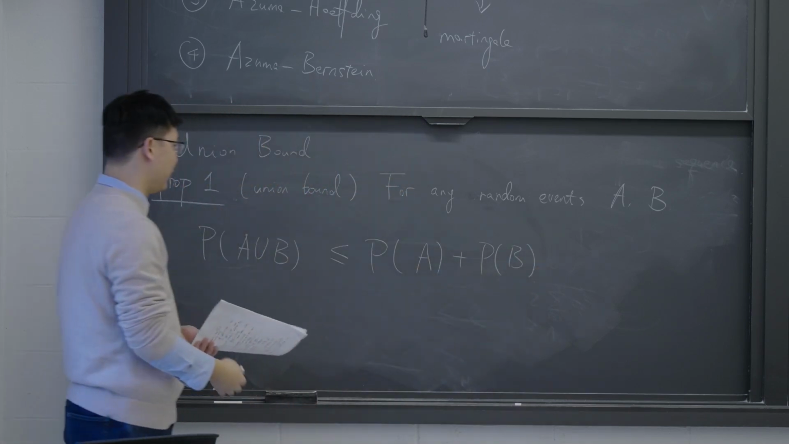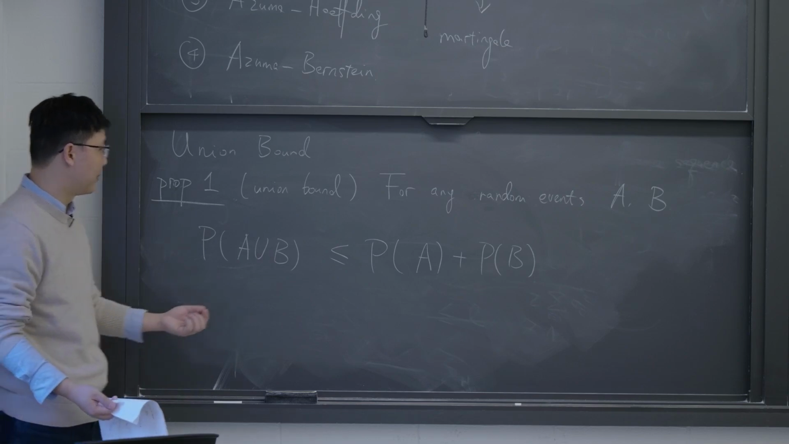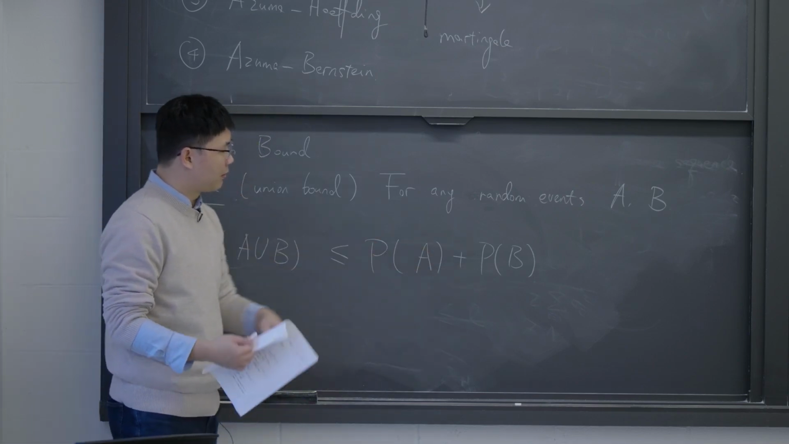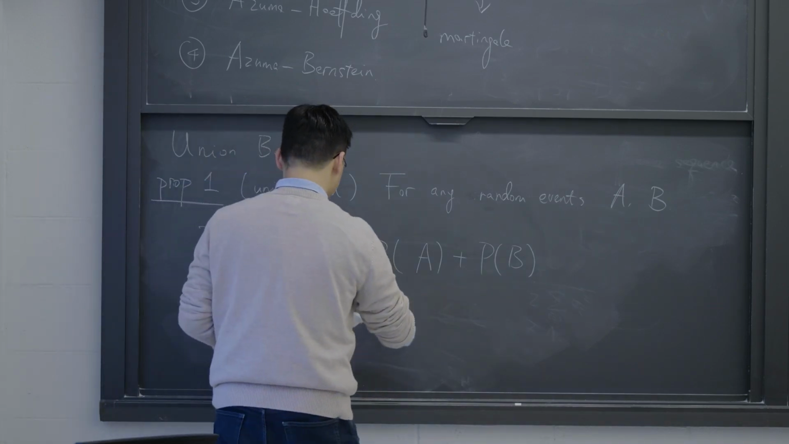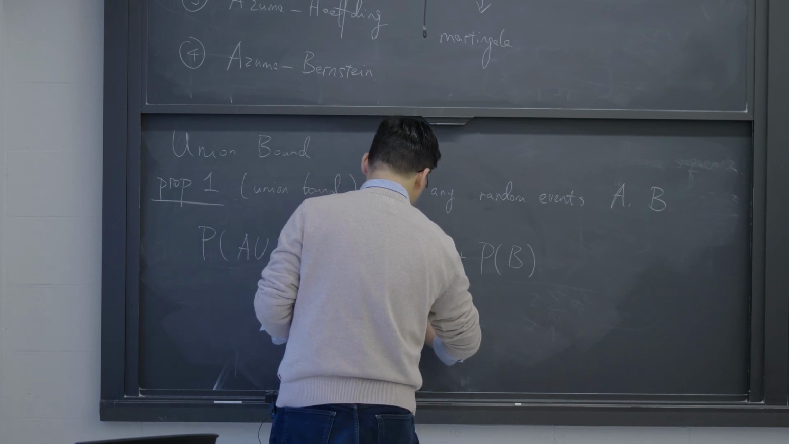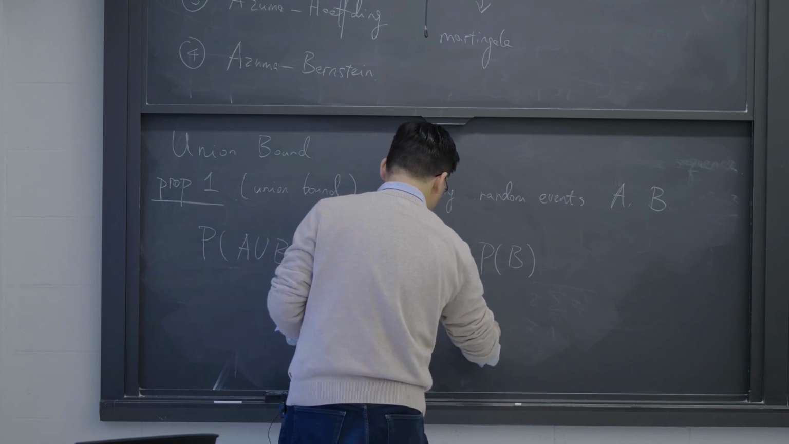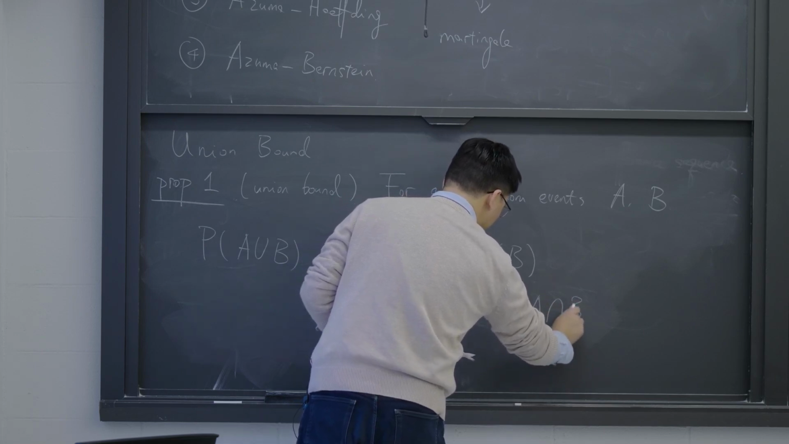Okay. So it's very intuitive. The probability of either A happens or B happens is less or equal to the probability of A happens plus the probability of B happens. In fact, we can see the right-hand side is equal to the probability of either A or B happens plus the probability of both A and B happens.